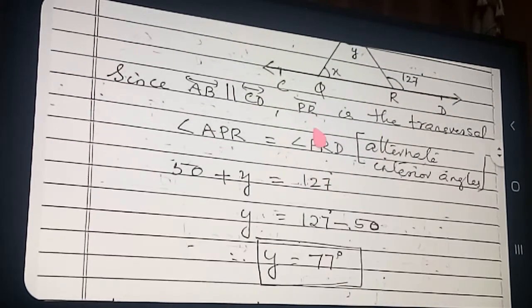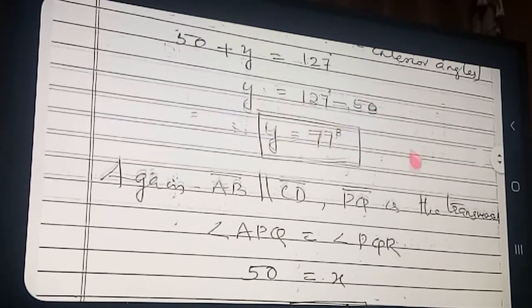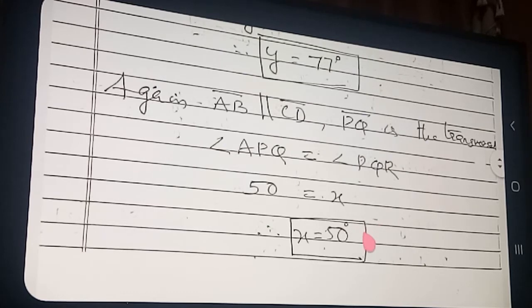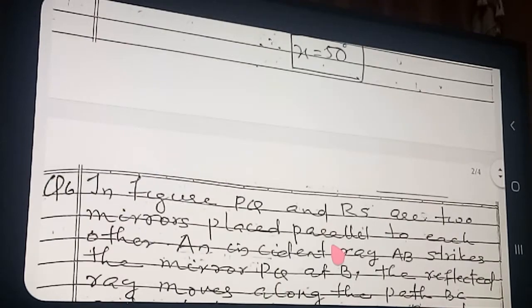Once more, the full sum, you see once more. Whole sum you see. Got clear? X is equal to 50. Clear now? X and Y got. The value of X also got. The value of Y also got. Now go through the next question.